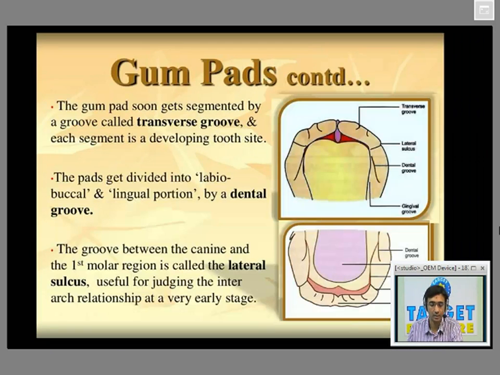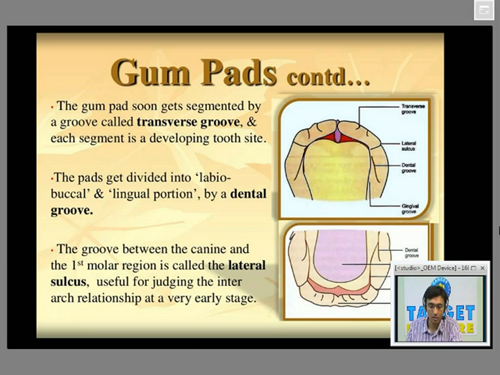Now these gum pads are segmented into various units by grooves. The transverse groove for each gum pad divides for each developing tooth site. The pads get divided into labiobuccal and lingual portions by a dental groove. If it is for developing tooth site, it is a transverse groove. If it is for the labiobuccal and the lingual portion, it is a dental groove.